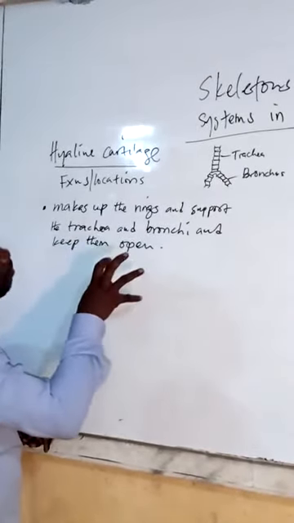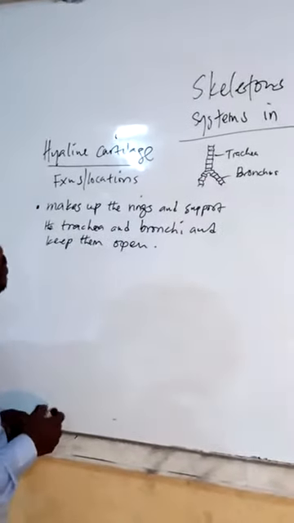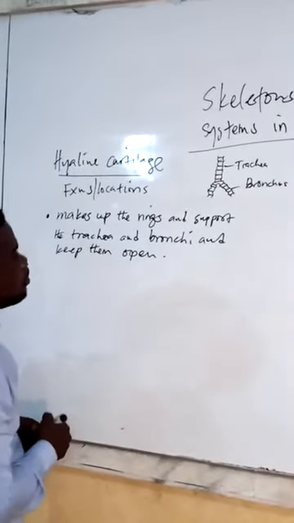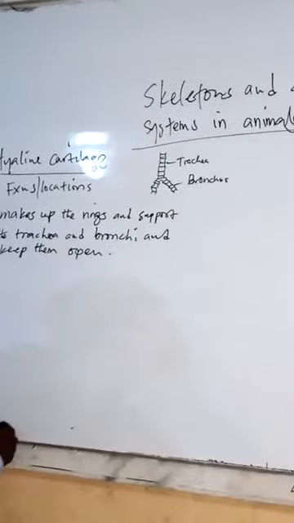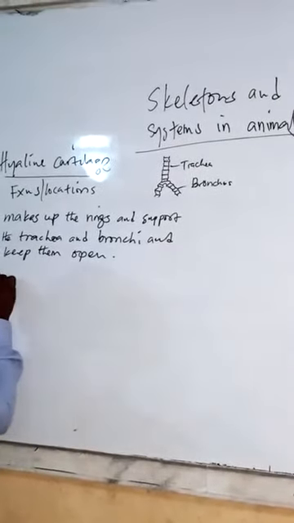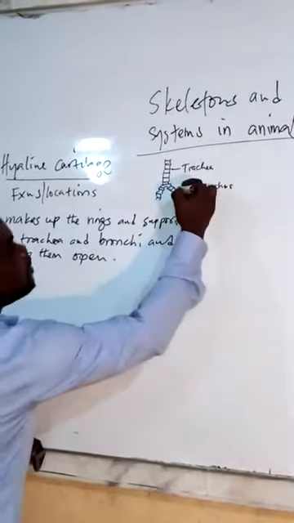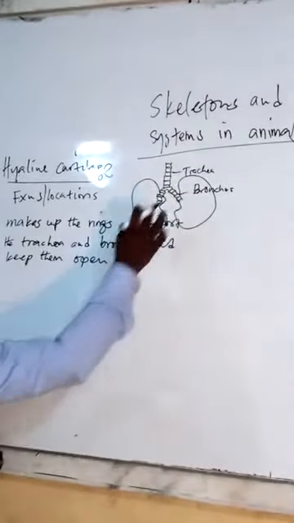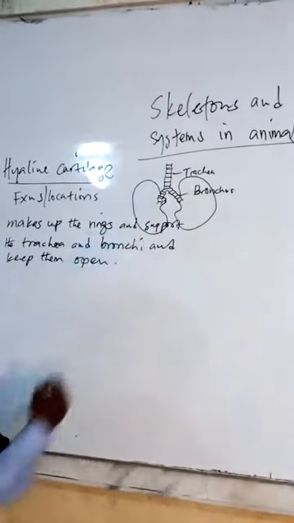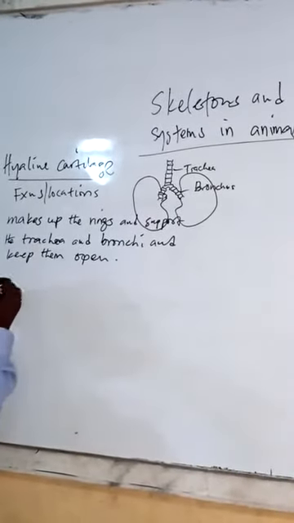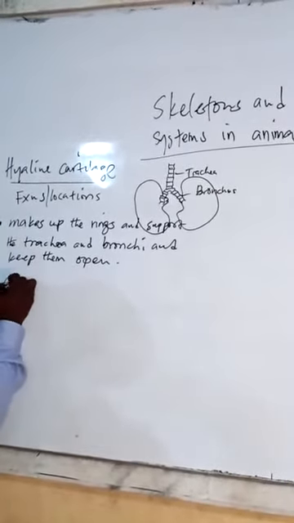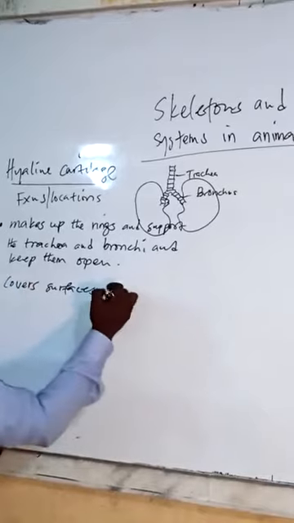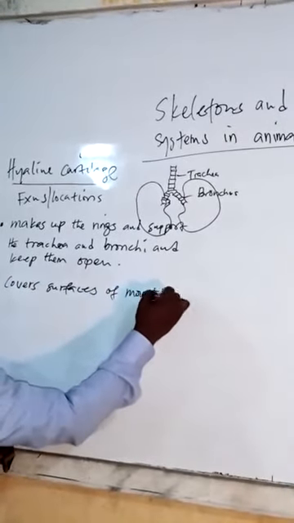So this supports the trachea and bronchi, and also tries to always keep it open so that the gases that you take in and out could be passing through easily. All right. The next thing too, because I can complete this one by adding some lungs. I know some people are not comfortable because I didn't bring the lungs, even though that was not the point I wanted. So the next point is that the cartilage covers surfaces of movable joints.